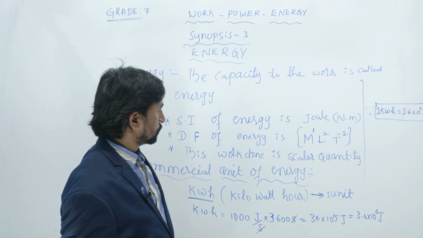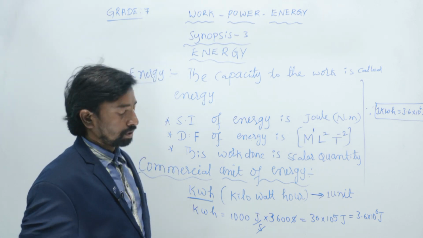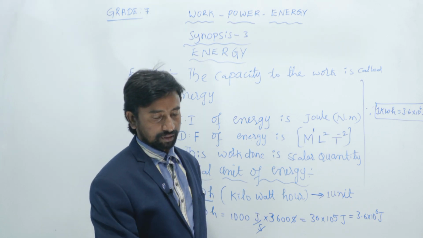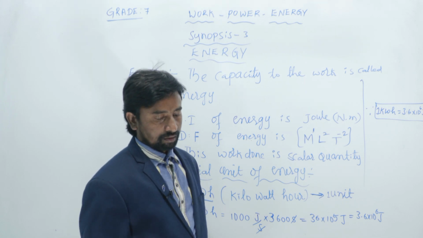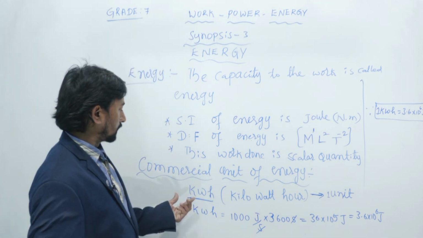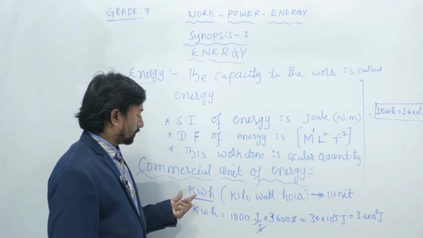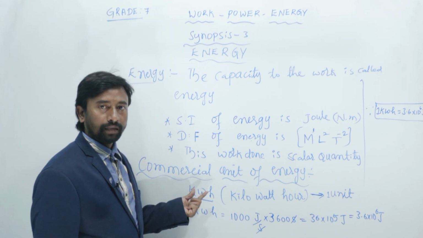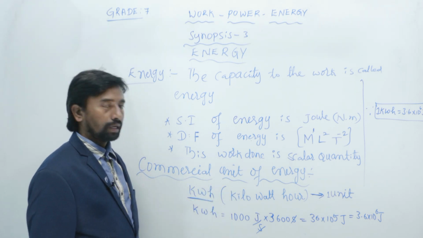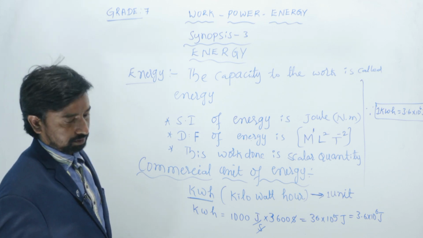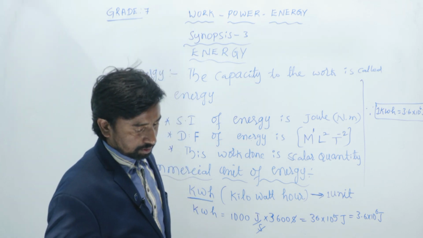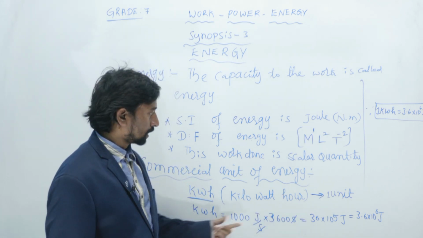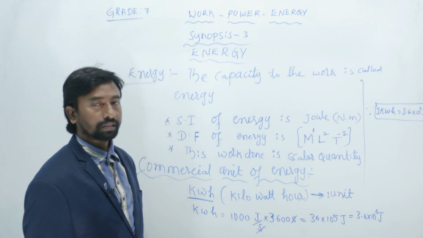Okay. So this is about the commercial unit of electrical energy. Now, what is the definition of this commercial unit of electrical energy? 1 kilowatt hour is nothing but the electrical energy consumed by electrical appliances in 1 hour. We have already found the relation between the kilowatt hour and the joules: 1 kilowatt hour is equal to 3.6 into 10 to the power of 6 joules.